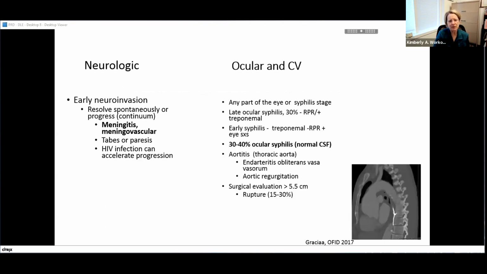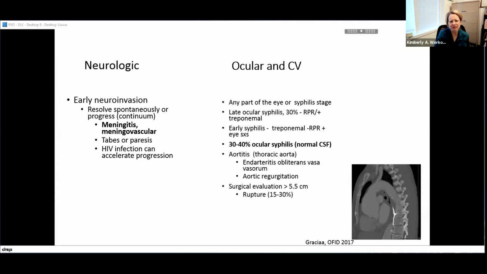I also wanted to bring up the neurologic and ocular complications. Remember that even in primary and secondary syphilis, syphilis disseminates, and you can have early neuroinvasion. In most instances, it resolves spontaneously, but it can progress to meningitis or meningovascular syphilis, which can manifest as a stroke, tabes dorsalis, or general paresis, and HIV infection can accelerate this progression. We're seeing an increased amount of ocular syphilis, and just recently I've seen an increased amount of cardiovascular syphilis.